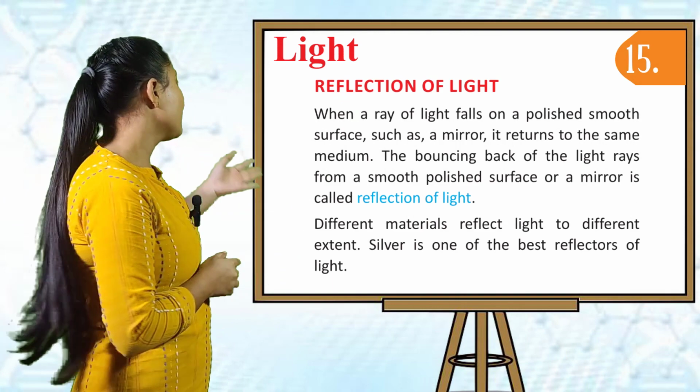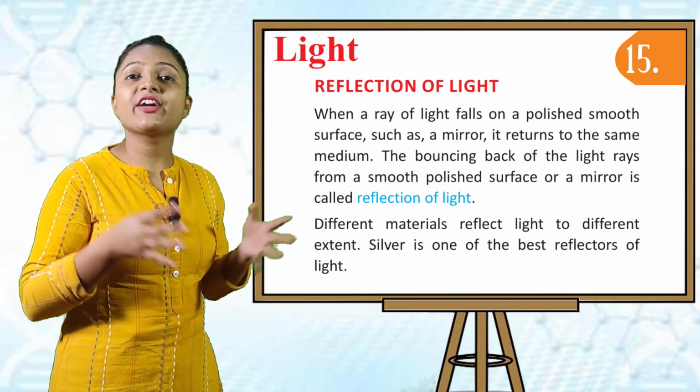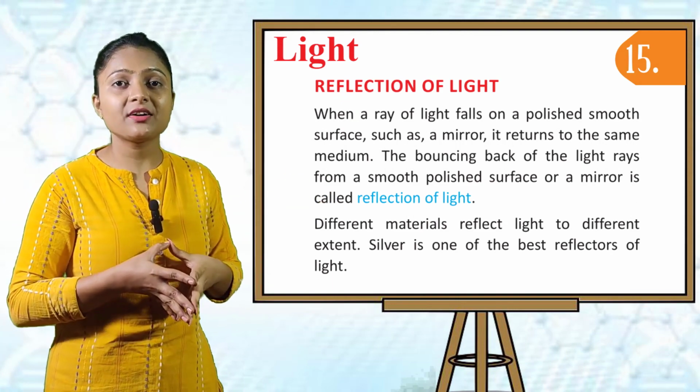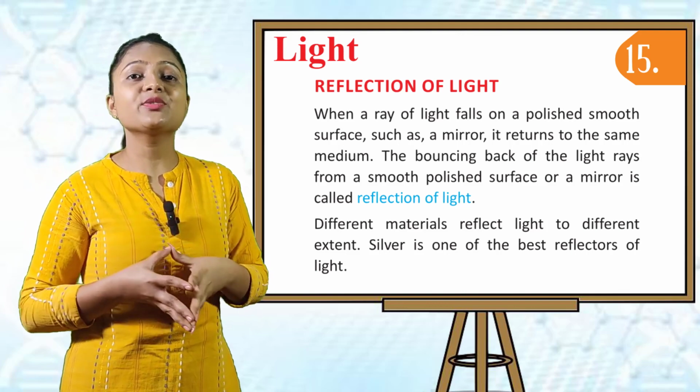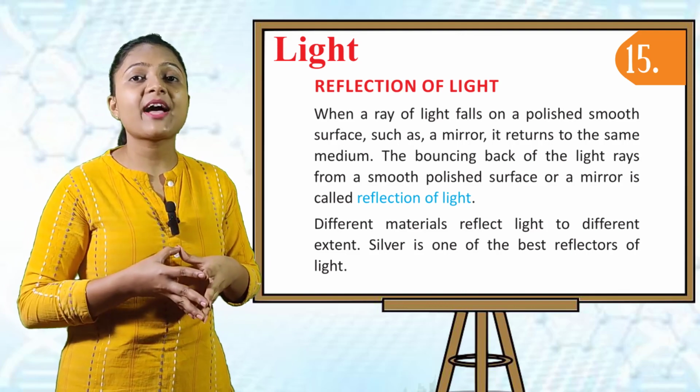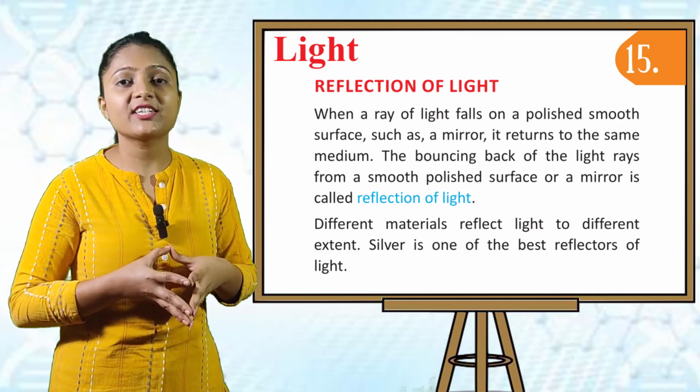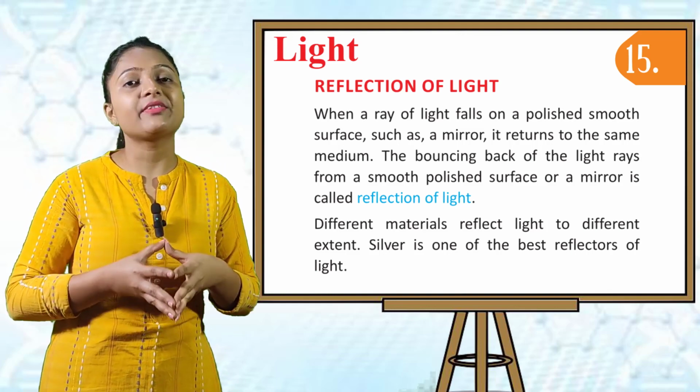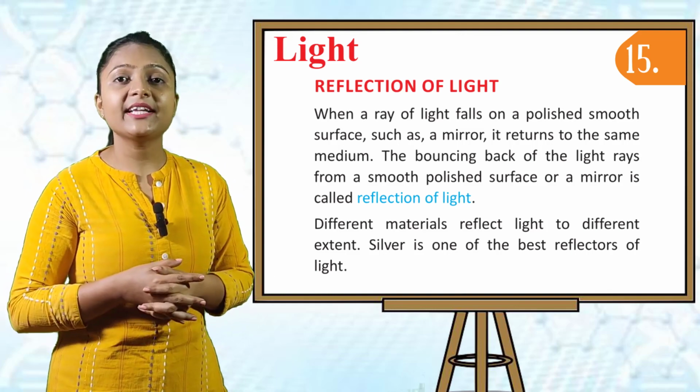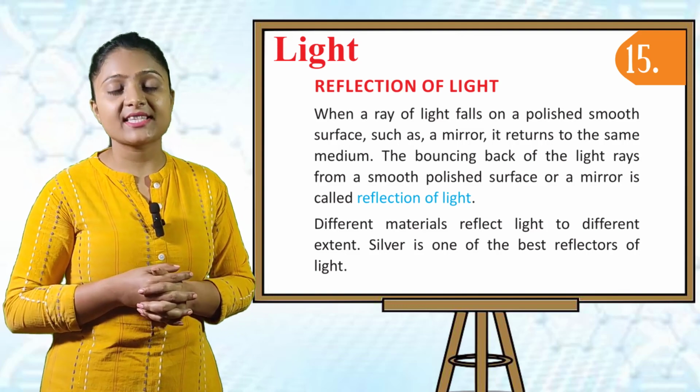Now let's jump on to the reflection of light. When a ray of light falls on a polished smooth surface such as a mirror, it returns to the same medium. The bouncing back of the light rays from a smooth polished surface or a mirror is called reflection of light. Different materials reflect light to different extent.